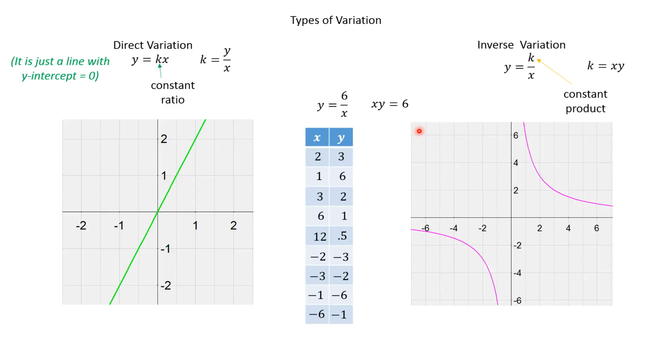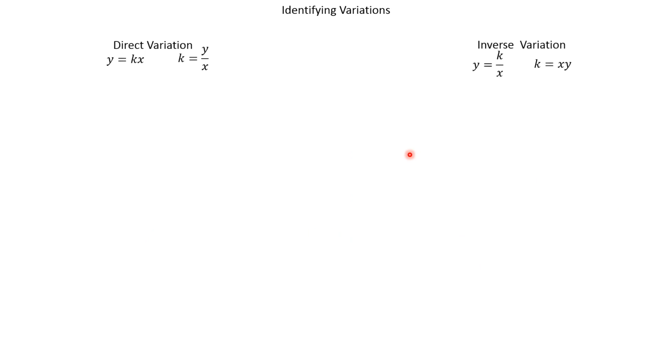And so, those are variations. Now, how can we identify what kind of variation it is? We can identify it by finding our constant. For direct variation, we'll have a constant ratio. Y divided by x will always be the same thing. For inverse variation, x times y will always equal the same thing. We'll have a constant product. And then if neither of those happens, then it's neither, and we can't tell what it is.